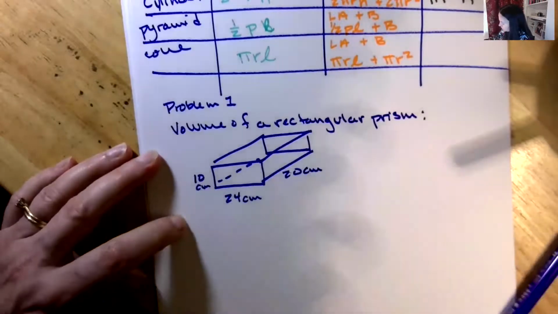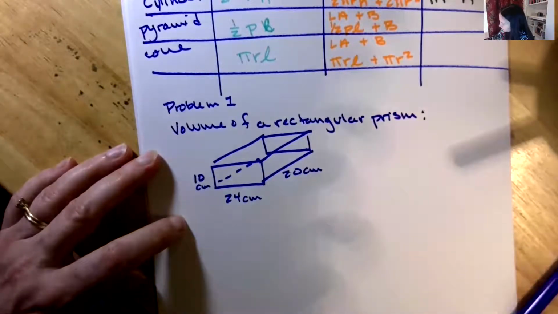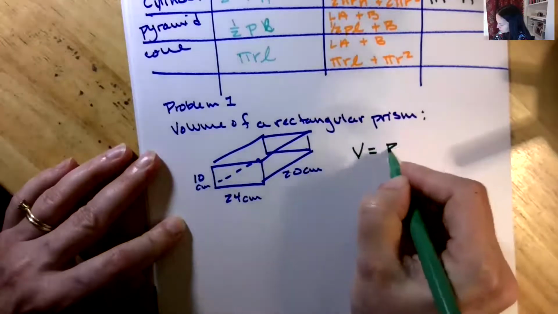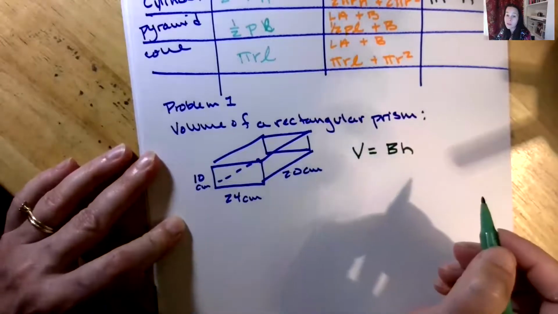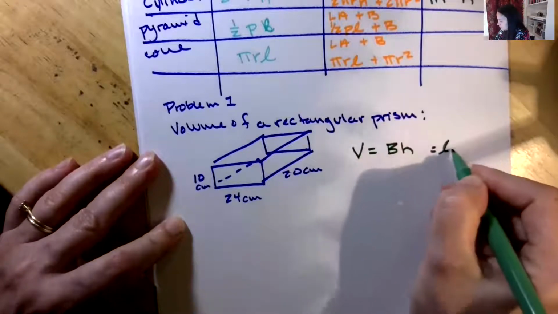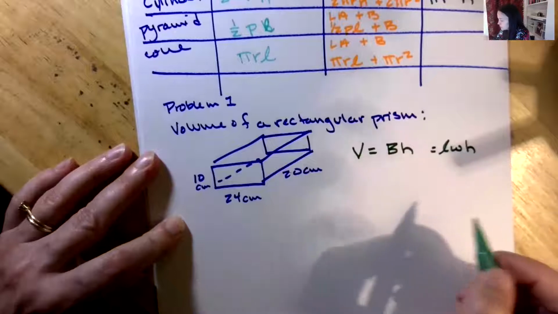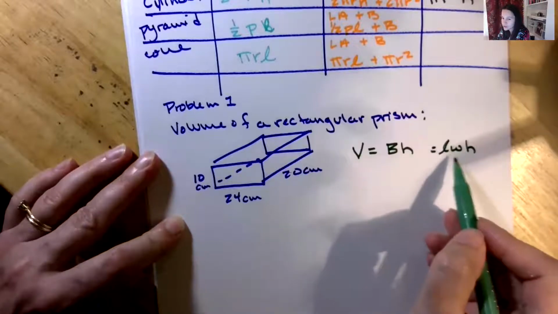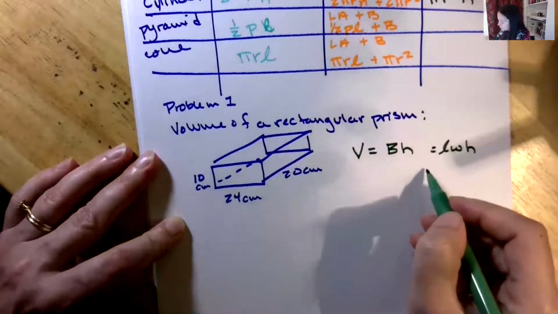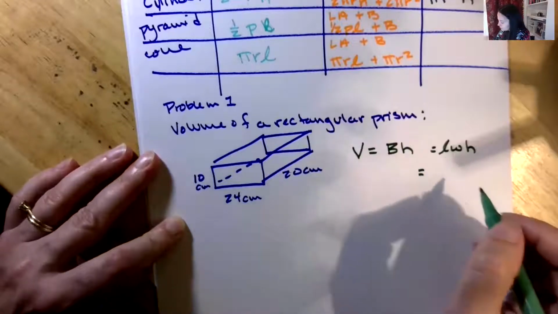Okay, so in this case, we have the volume of a prism. So volume is going to be the area of the base times the height. Now, in a rectangular prism, you may have learned that it is length times width times height, which of course is true because the area of the base is length times width. So we can just take our 3 dimensions and plug them in, and that will give us our volume.